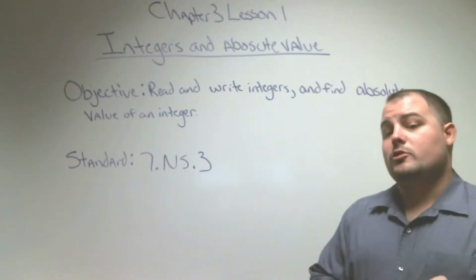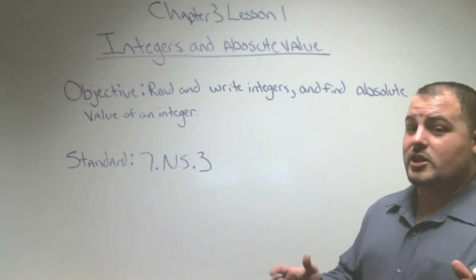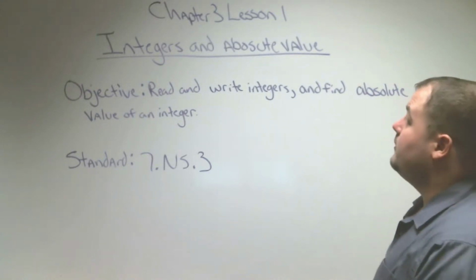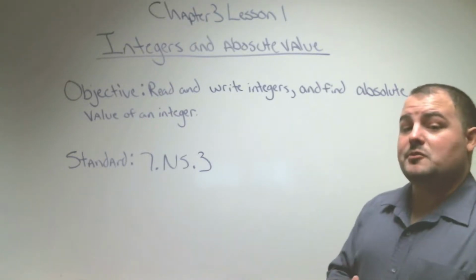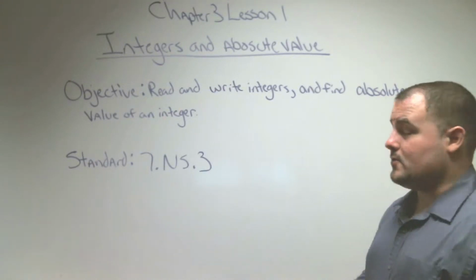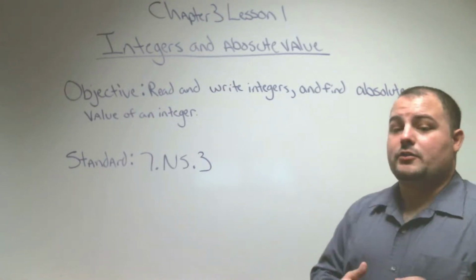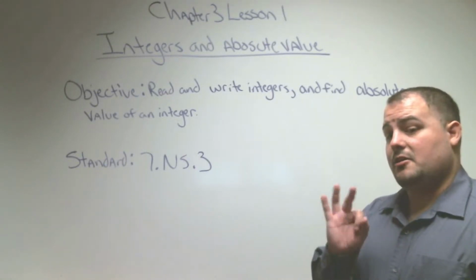In this chapter, we're going to try to do an entire chapter without using our calculator. So, in this chapter, remember, no calculator. Chapter 3, Lesson 1. We're going to be talking about integers and absolute value. So our objective is to read and write integers, so we need to know what those are, and find absolute values of an integer. Our standard for today is 7th grade number system standard number 3.